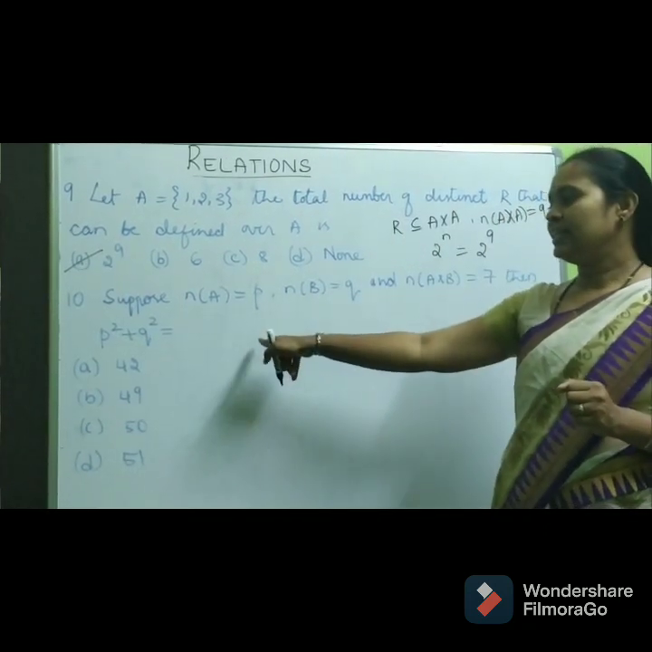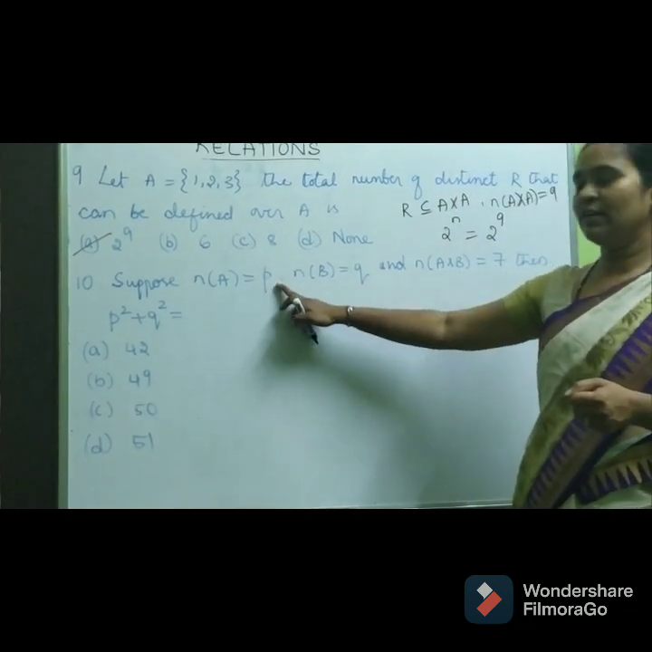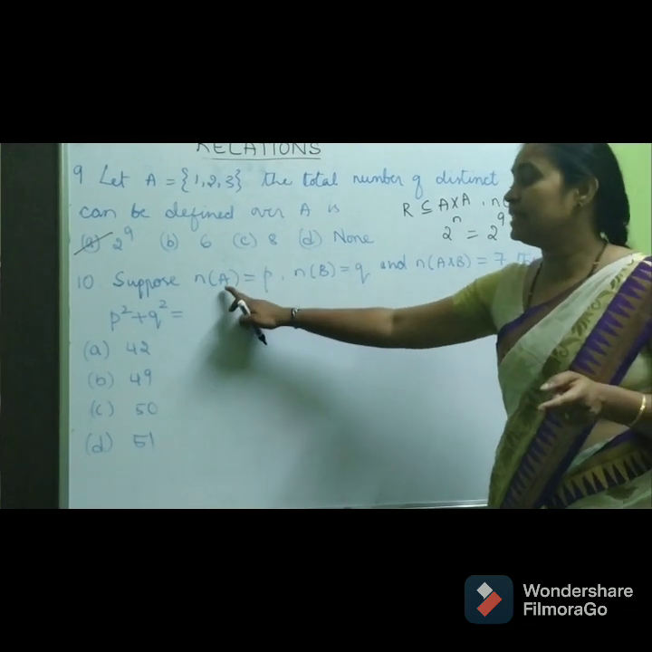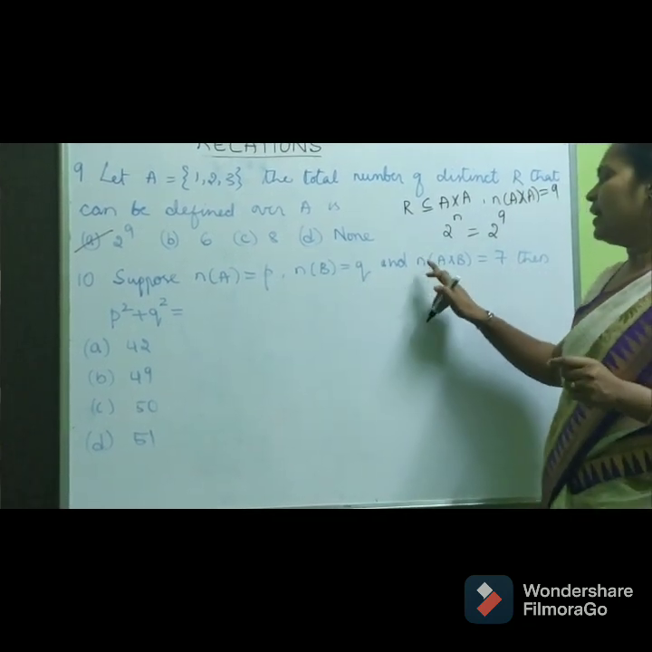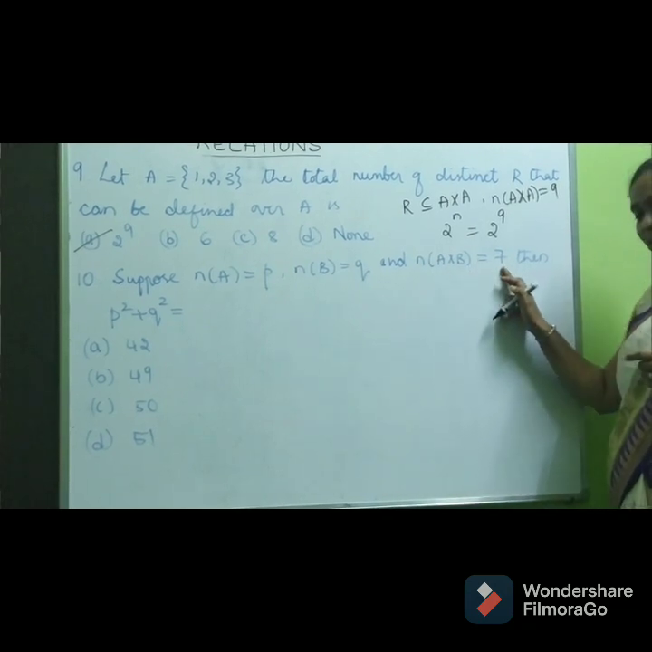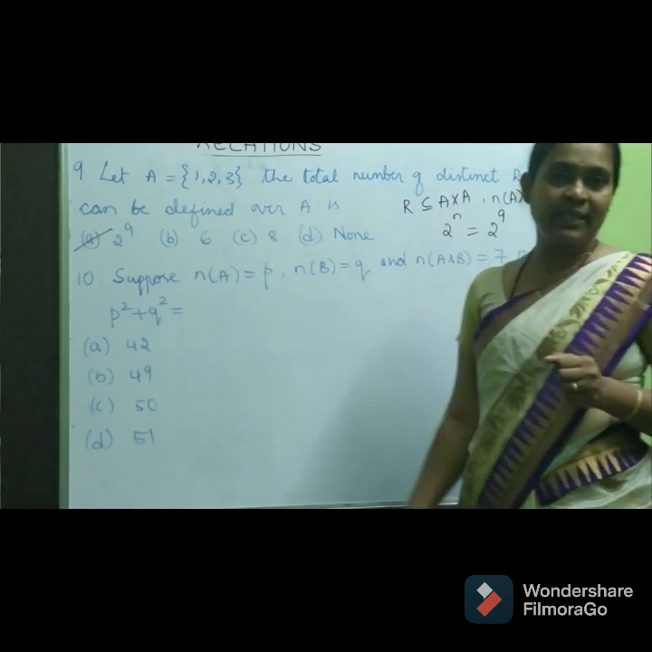Look at the last question on this topic. Suppose n of A is equal to P. Number of elements in the set A is equal to P. N of B is equal to Q. And n of A cross B is equal to 7. Then, what is P square plus Q square?